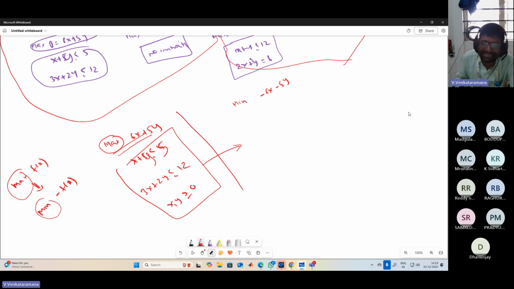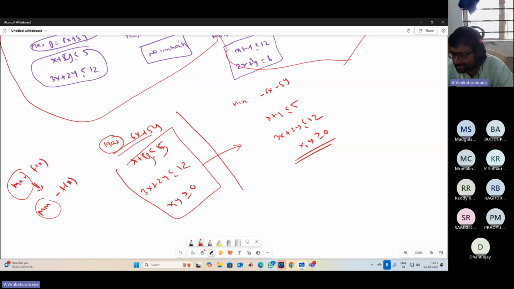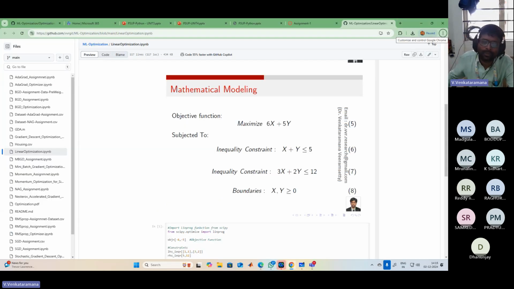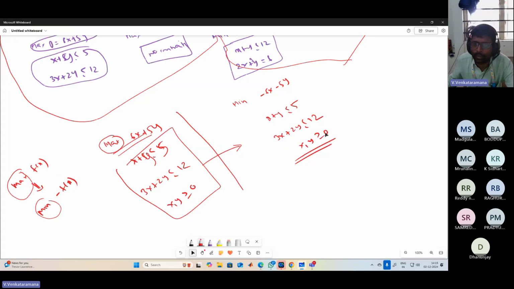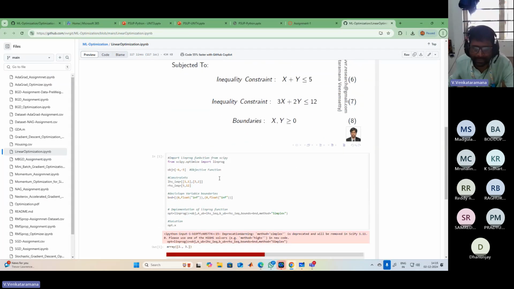Now what happened? Minimize minus 6x minus 5y, and your constraints stay as they are: x plus y less than or equal to 5, 3x plus 2y less than or equal to 12, and x, y greater than or equal to 0. Hope you understand. Now the mathematical modeling is available. Now how do we solve it using Python? This is the piece of code you can use.